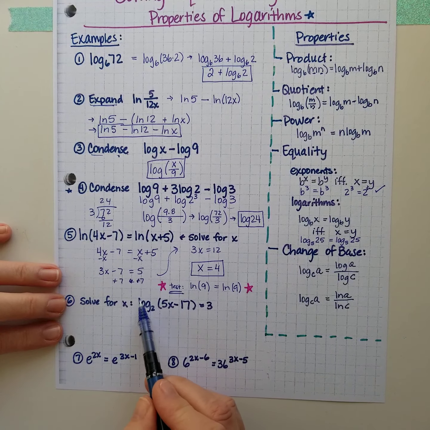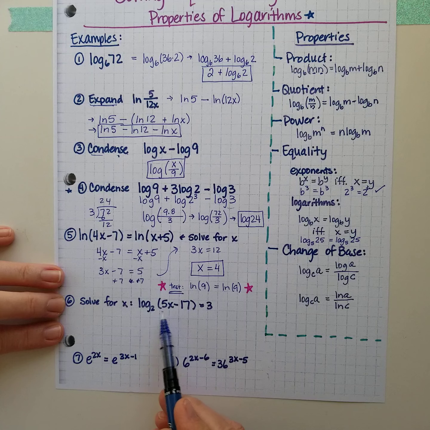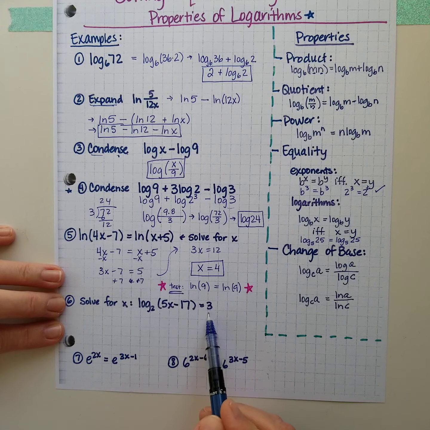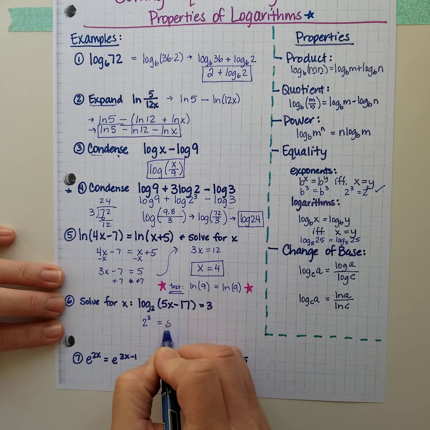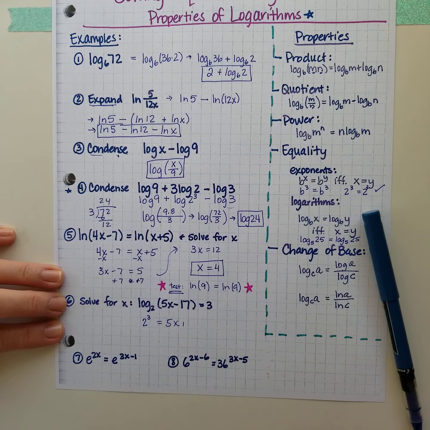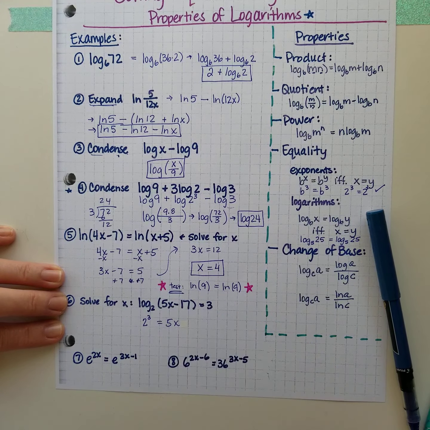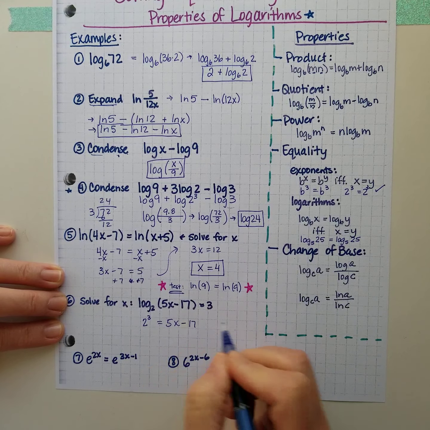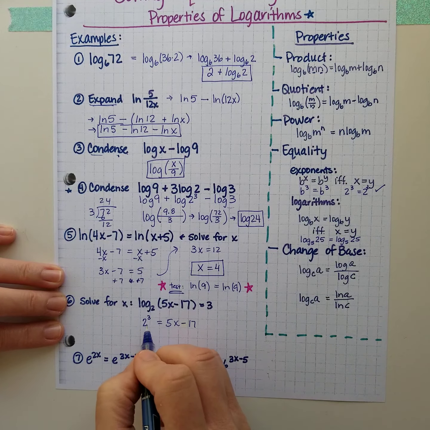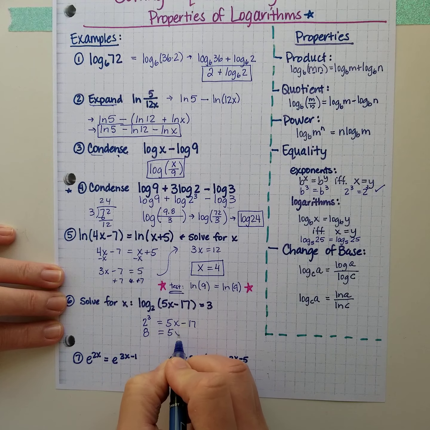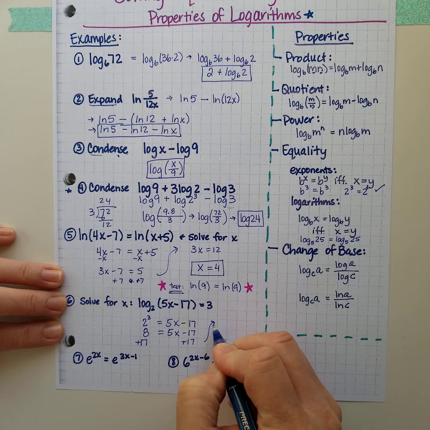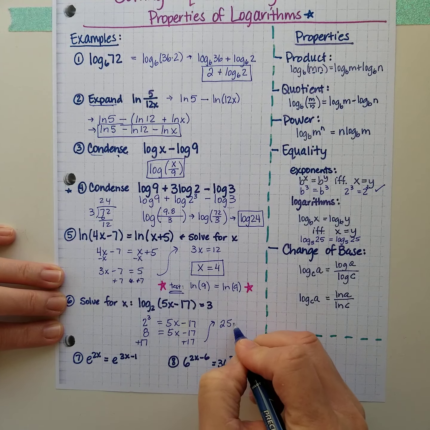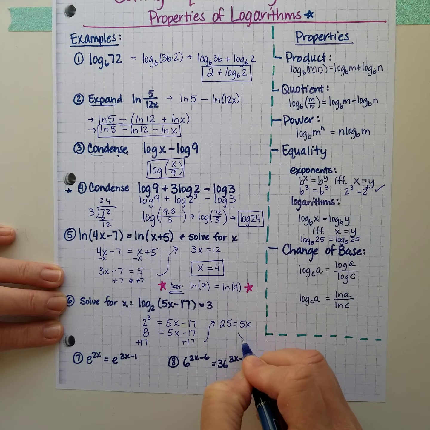Most of the time, if you have a log problem and you're not sure what to do, all you have to do is change it to an exponential problem. So let's rewrite this in exponential form. We're going to say 2 cubed, 2 to the third power, equals 5x minus 17. Well, that's 8, right? 8 equals 5x minus 17. Add 17 to both sides. And this becomes 25 equals 5x. And so x is 5.